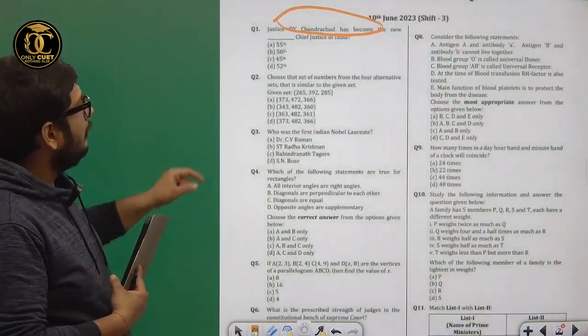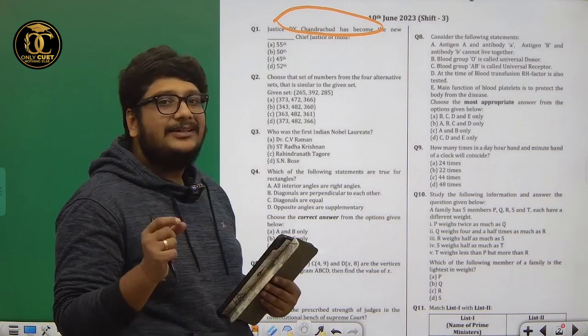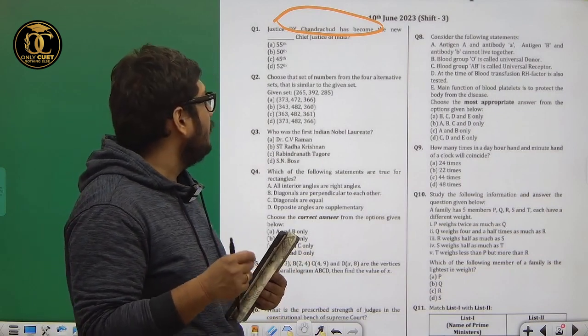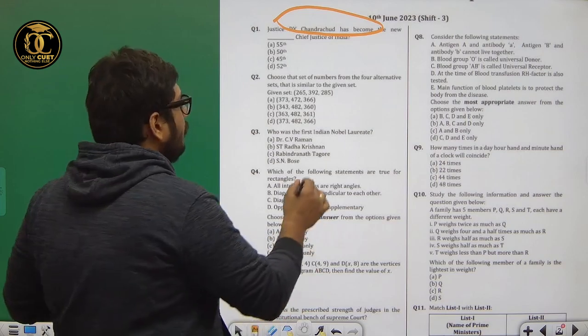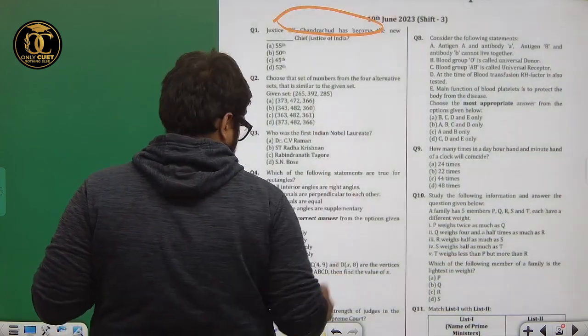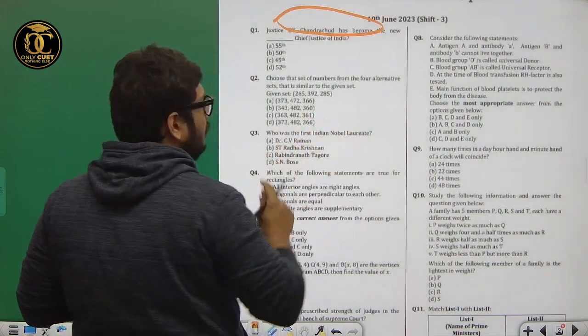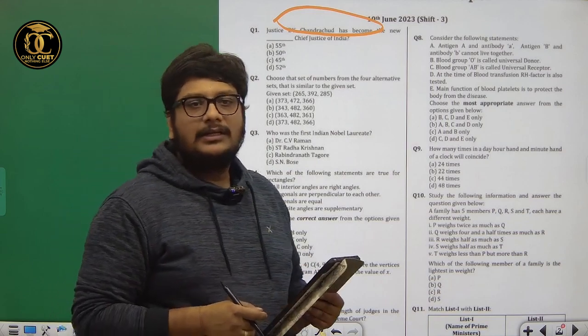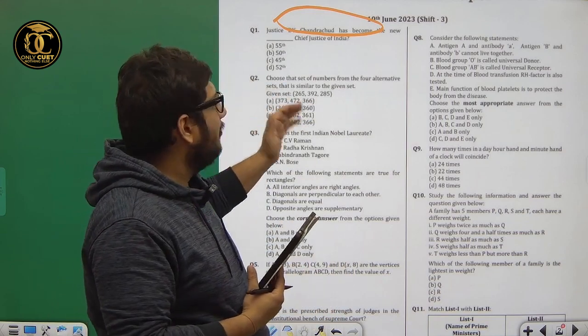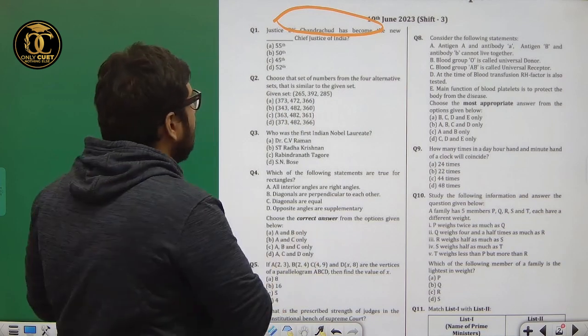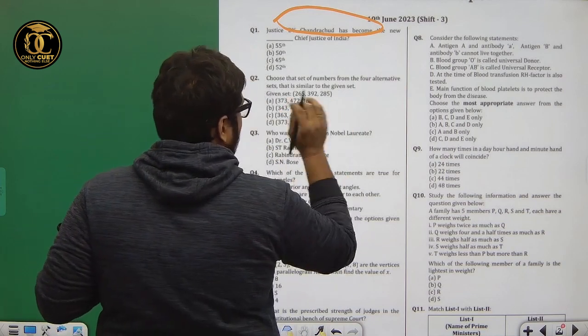Question number 1 talks about choosing that set of numbers from the 4 alternative sets that is similar to the given set. Okay, we have to find which one is similar to the set that is already given. Kind of finding the odd one out, because 1 would be similar and 3 would be odd.